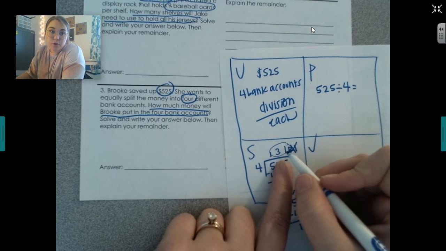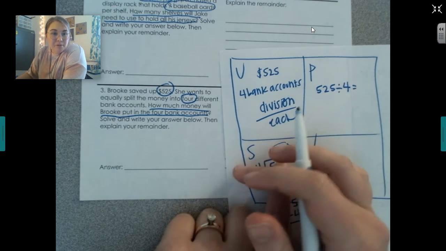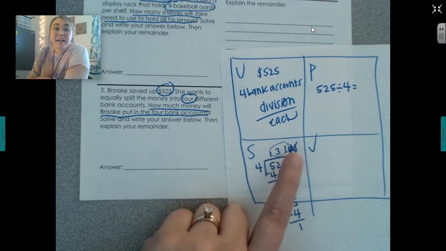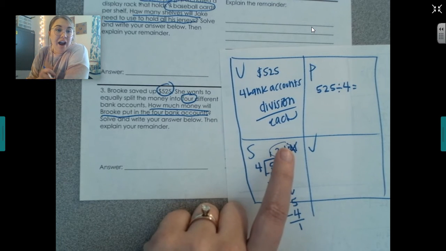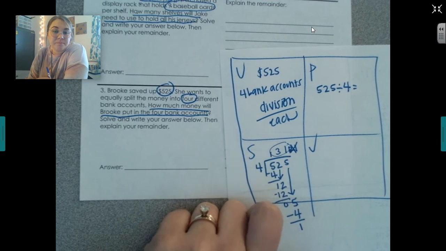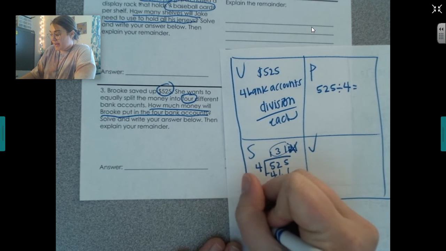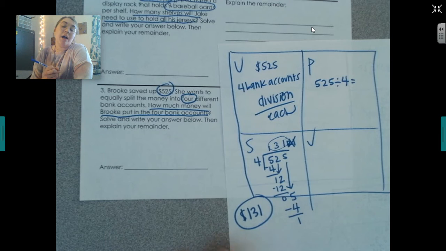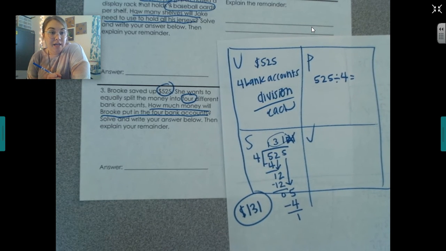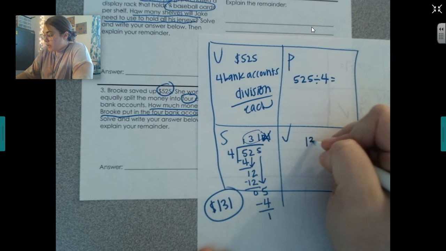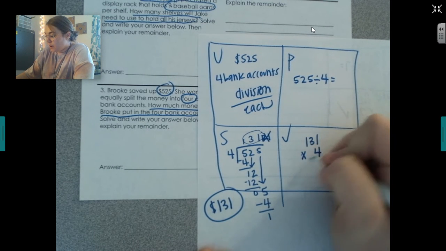So now I have 131. Do I need to round it up? Do I need to say, oh, well, it'll have about 132? Or is that just going to be my answer and that $1, I forget about it? Do I drop that remainder? I hope you said drop it. Each bank account is going to have $131 in it. Yeah, she has $1 left over, but every single bank account is going to at least have $131 in it. So for your check, I hope you took 131 and multiplied it by 4.